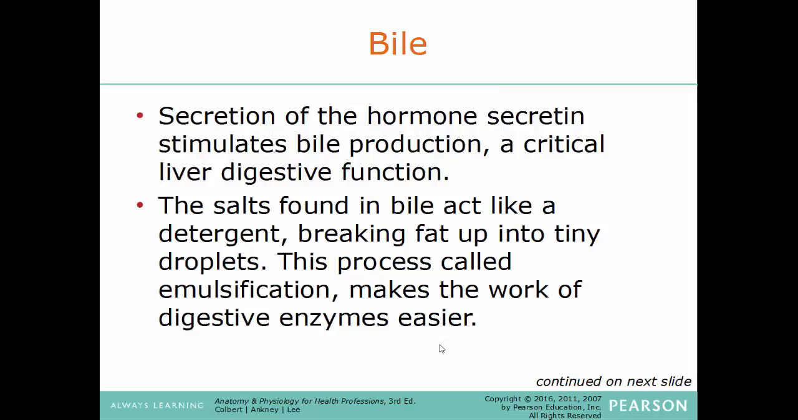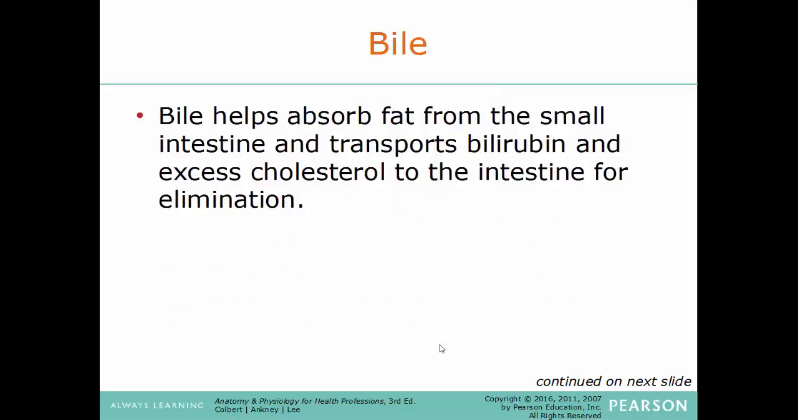Now, the salts that are found in bile act as a detergent or an emulsifier. They take fat and break them up into tiny droplets. This is called emulsification. This makes the process of digesting these fats a lot easier. Now, the bile will help to absorb fats from the small intestine, and it transports bilirubin and excess cholesterol to the intestines to be eliminated by the body.